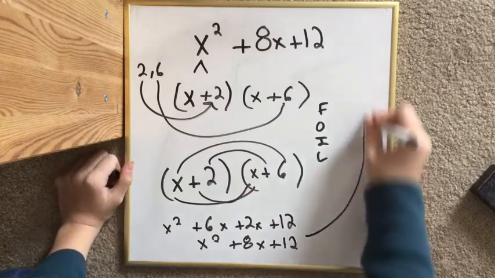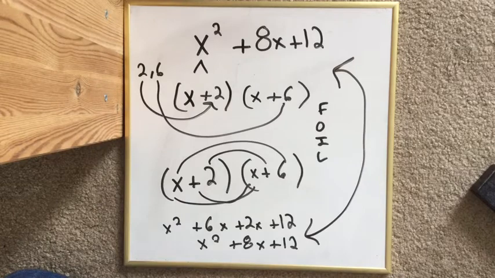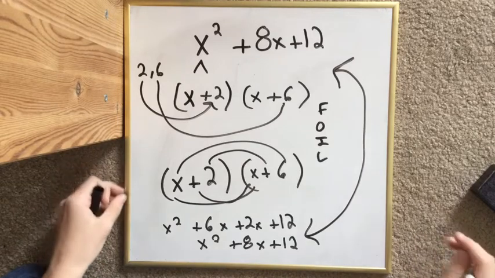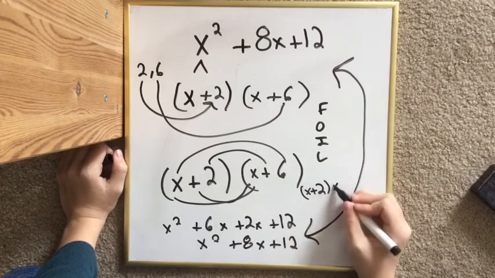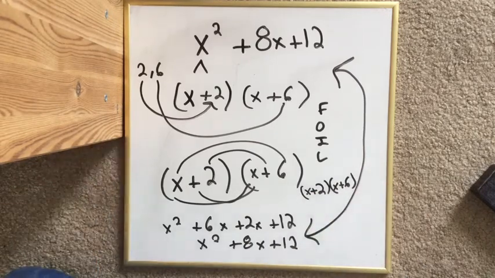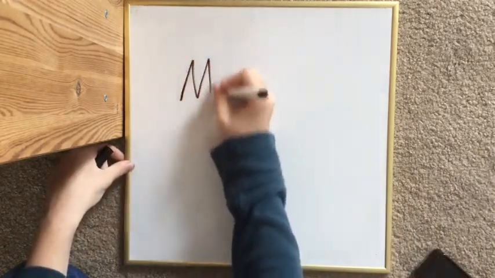So when we use those two numbers and we're able to FOIL them, we will get the same thing at the end. So that's how we know we did it right. So our answer is x plus 2 times x plus 6. And that's why you need those two numbers, so that your inner and outer terms make the 8x.